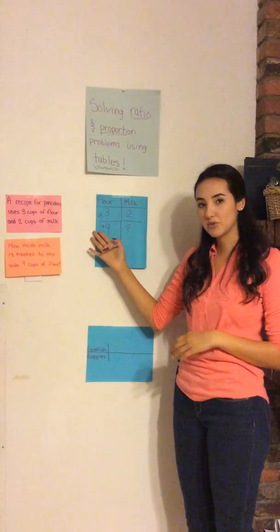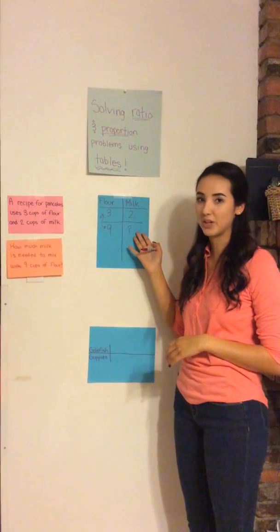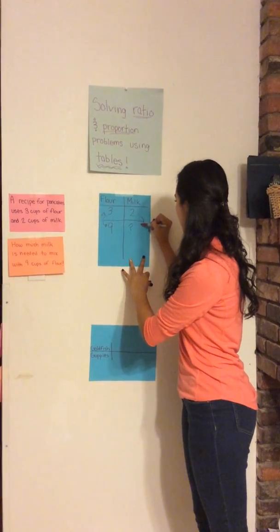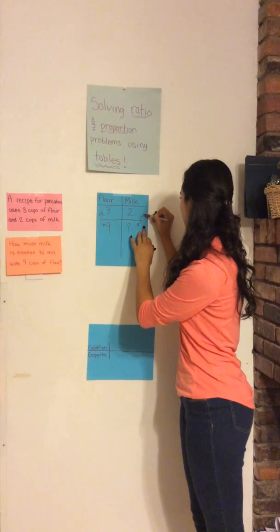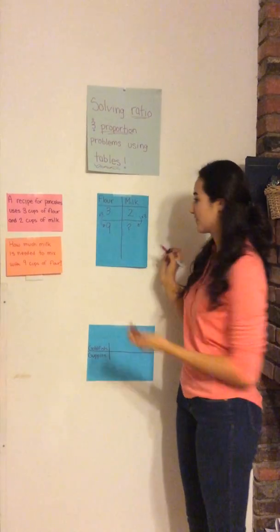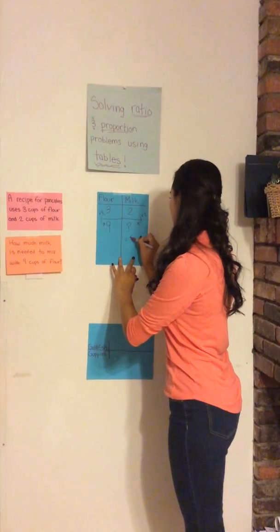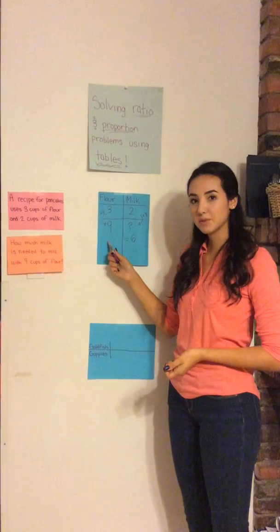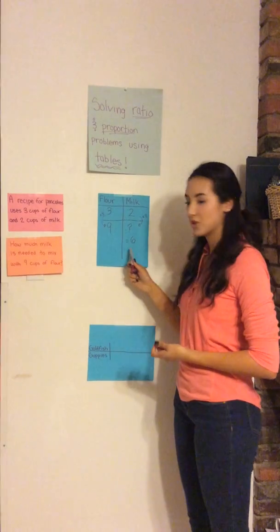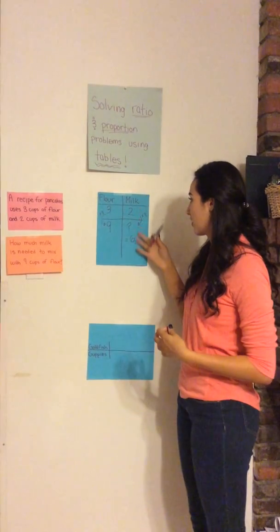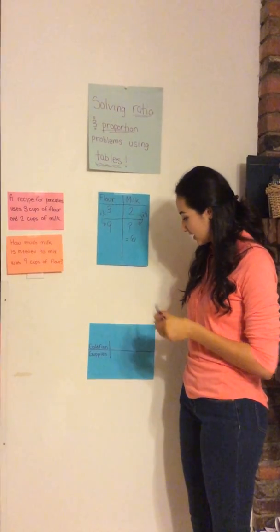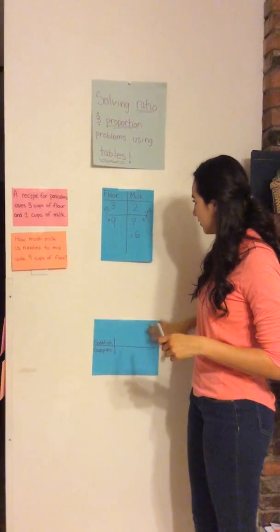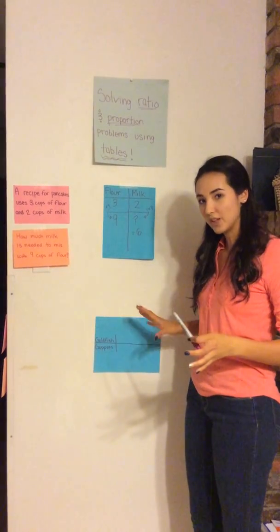And as we did times 3 on this side, we have to multiply by 3 on this side as well. And what's 2 times 3? 6. So for every 9 cups of flour that we use, we're going to have to use 6 cups of milk. Our ratio continues.